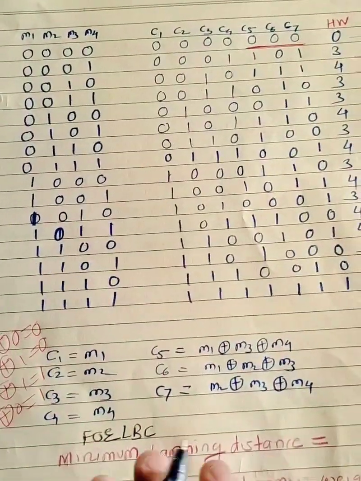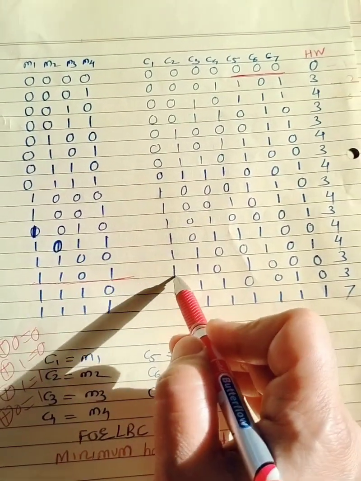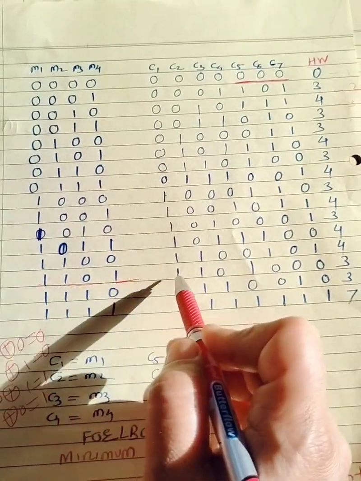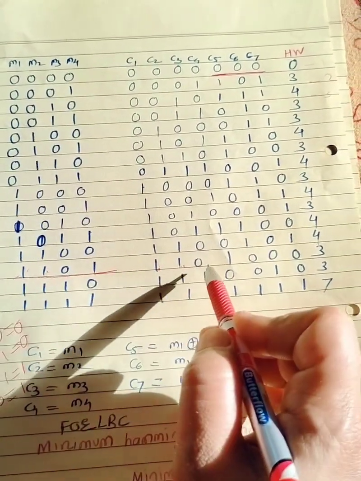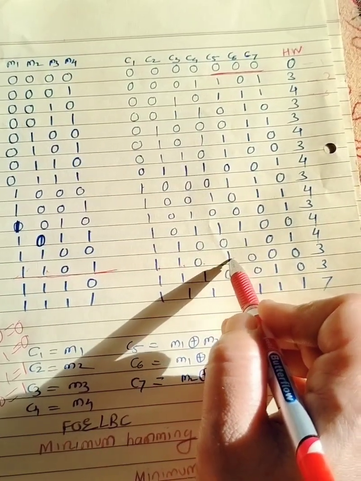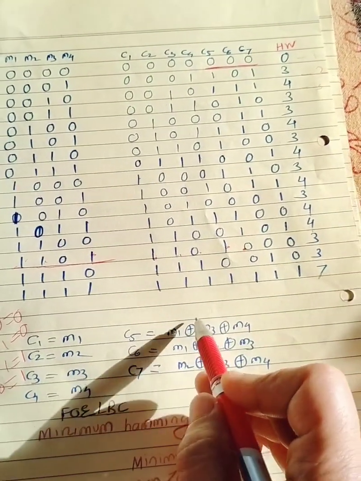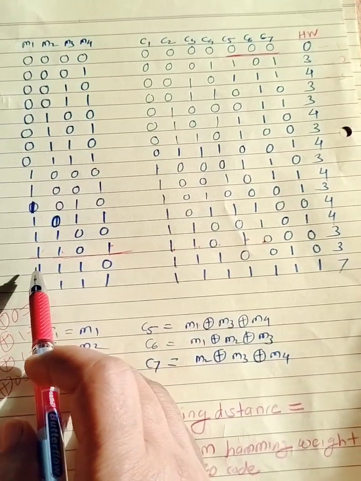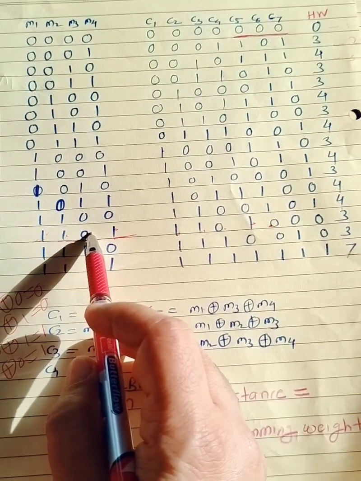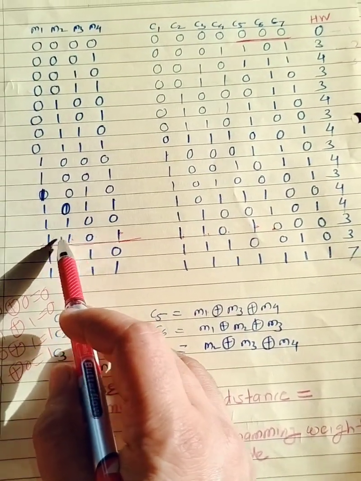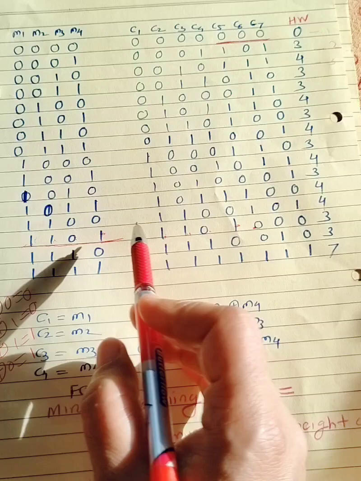Okay, so let us take some different examples. So let us take this one. This is the message. C1 is M1, so we have copied M1. C2 is M2, C3 is M3, C4 is M4. Now what is C5? C5 is M1 XOR M3 XOR M4. So M1, 1 XOR 0 is 1, 1 XOR 1 is 0. So that will be 0.